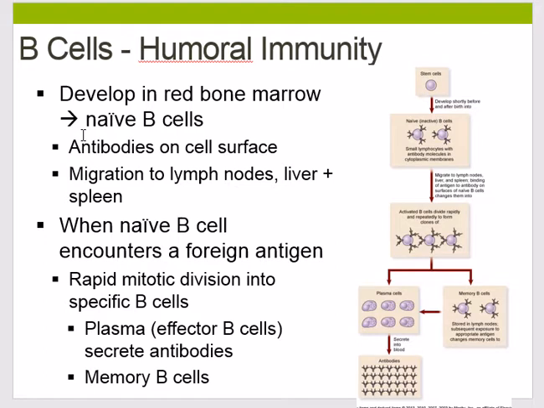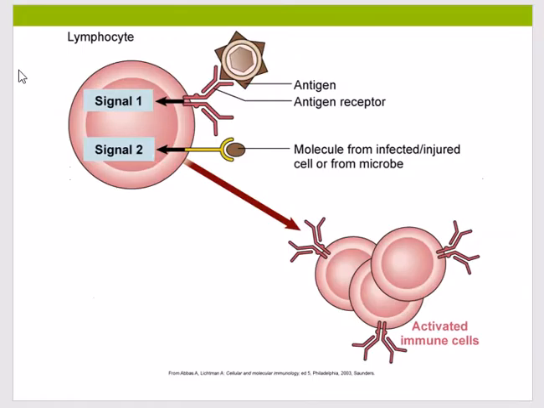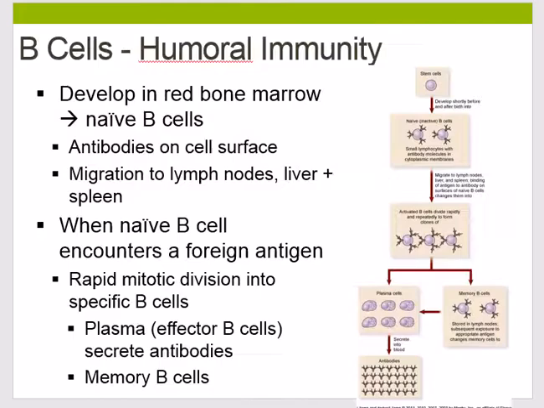Once these naive B cells are released from bone marrow, they travel to lymph nodes, the spleen, and the liver. But activation of a naive B cell must be initiated by its encounter with a specific antigen, as I spoke to you about on the last slide. And this antigen has to fit perfectly with the antibodies on the cell surface. When an antigen binds to these antibodies on the B cell surface, activation of the B cell can occur. And of course, going back to the last slide, it also needs a second signal, which is a molecule from the infected tissue, or from the microbe itself.